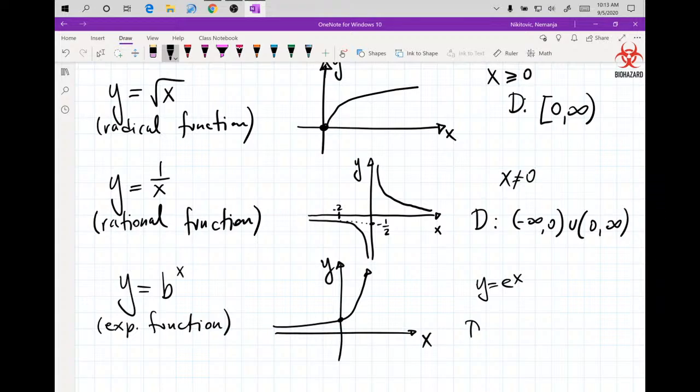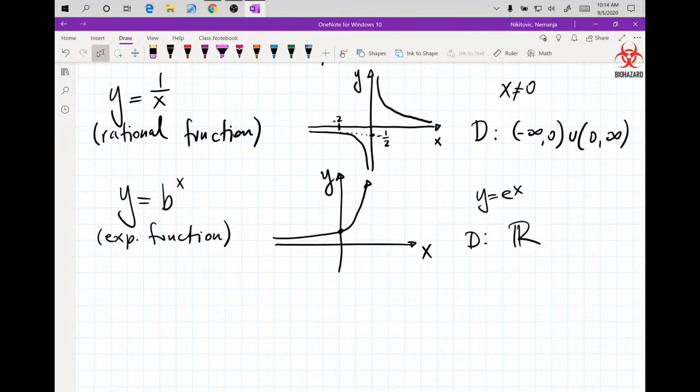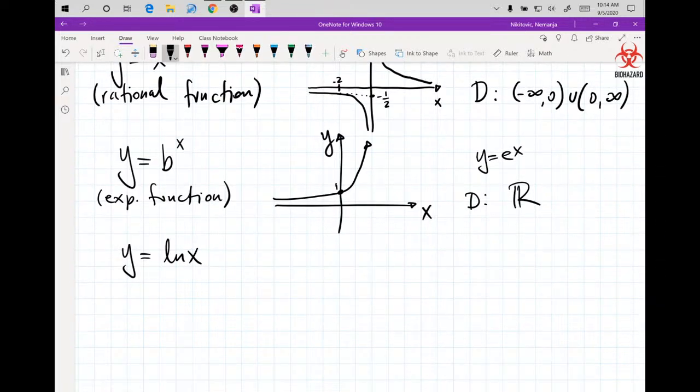Domain, as you can see, all real numbers again, because you are allowed to plug in any x value you want, including 0. e to the 0 is 1, or 3 to the 0 is 1. So this value over here is 1 on the basic graph. That leaves us with y equal ln of x. And that's the, well, actually let's do the log base a of x, logarithmic function.